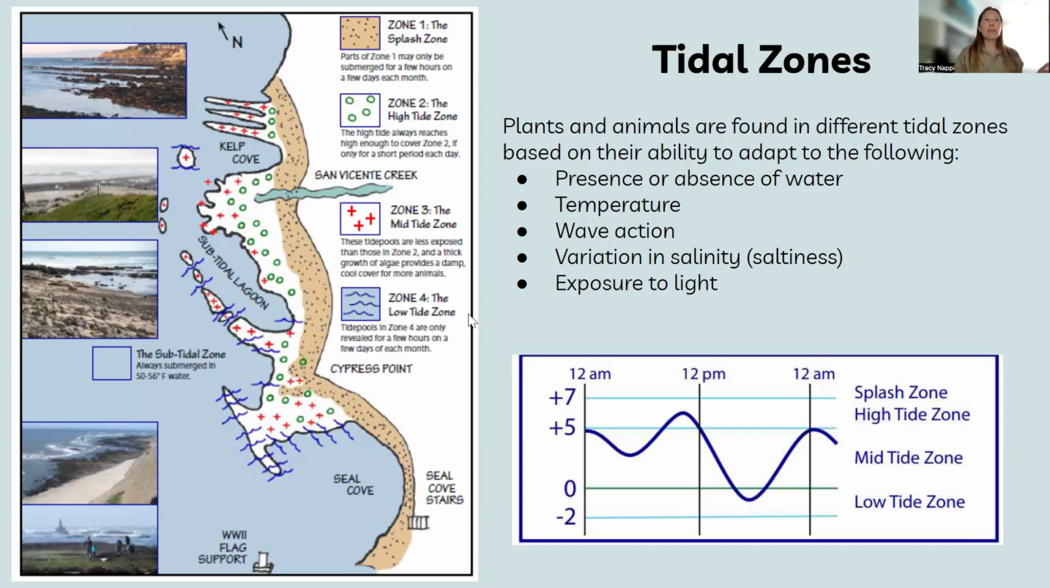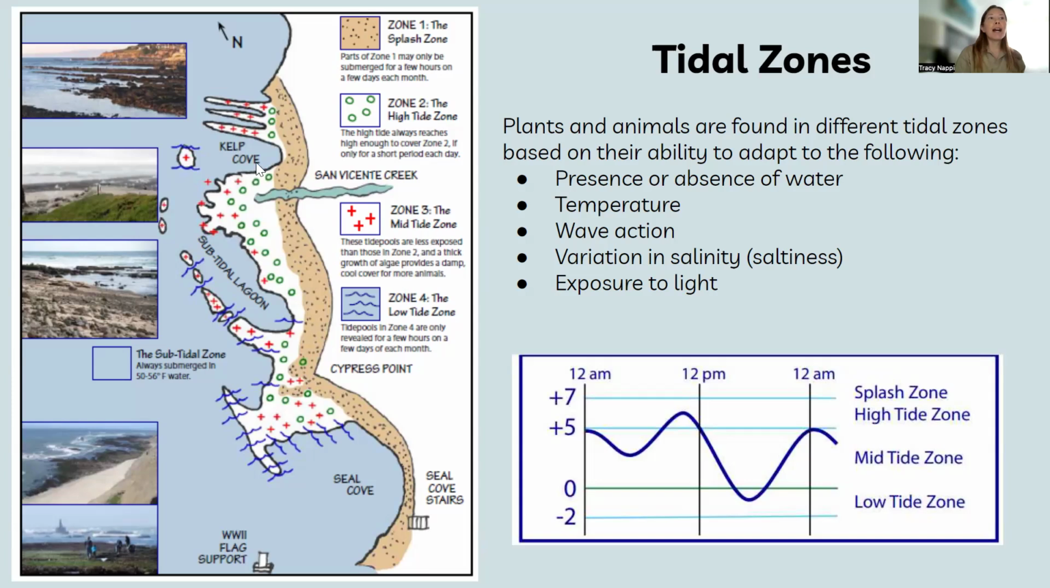Plants and animals live in the different tidal zones based on their ability to adapt to the different features that are happening in each of these zones. So is there a constant flow of water? Is it constantly covered by ocean? Is it being submerged multiple times a day? What's the temperature? Of course, in the low tide zone, you are going to have a more constant temperature than you're going to have up on the beach, where you might be getting inundated multiple times a day by water. What is the wave action like?